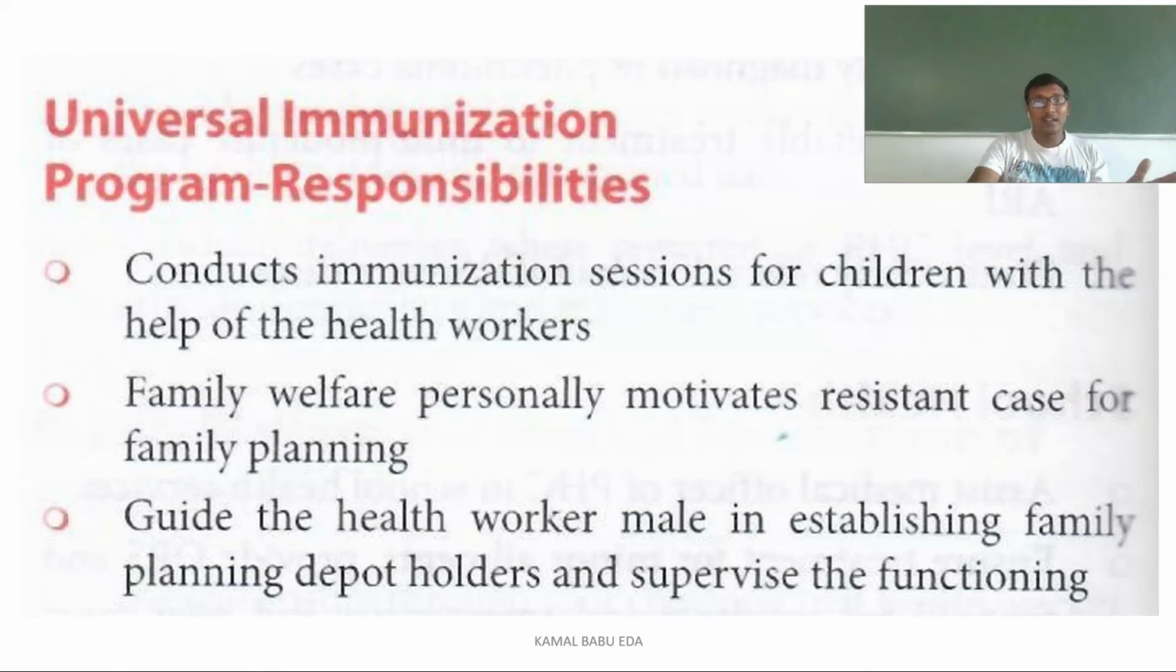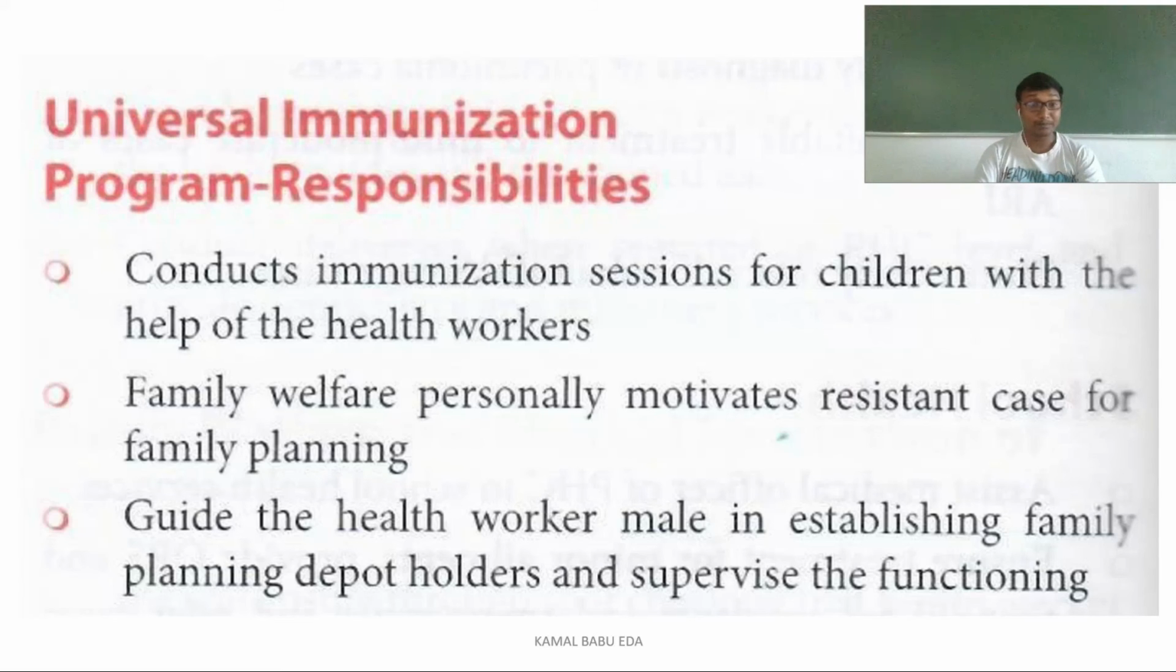And nextly, universal immunization program. So as a male worker, he should coordinate and he should maintain the record of all under 5 children and the maternal mothers, along with the female health worker or female health assistant. He has to motivate each and every individual who is eligible for this immunization, and he has to give proper immunization to those people who are eligible.